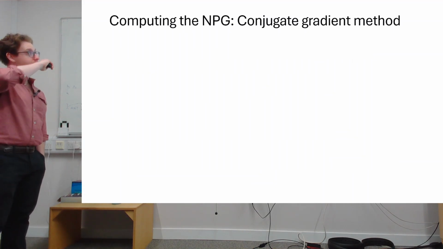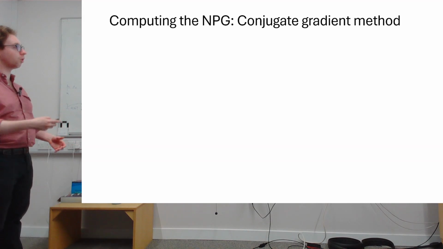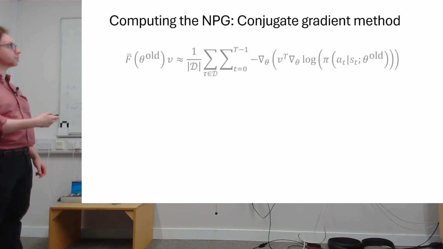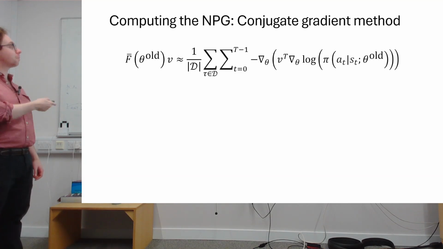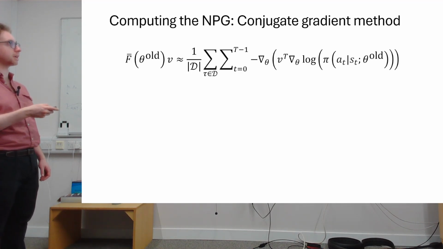So the conjugate gradient method, to summarize the overall approach to computing the natural policy gradient direction, we compute the Hessian vector product, so the average Fisher information matrix applied to a vector, using an empirical average over a data set of trajectories, with this Hessian vector product trick, or Pearlmutter's trick, where we compute the gradient direction, take an inner product, and then take a gradient of that scalar function that we obtained there.